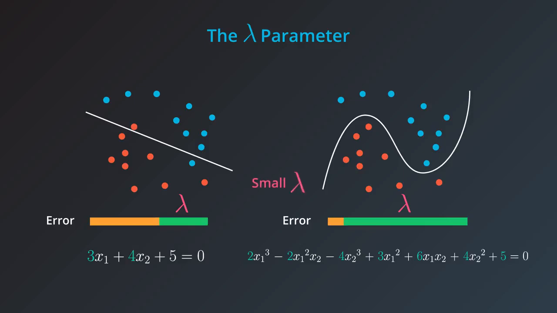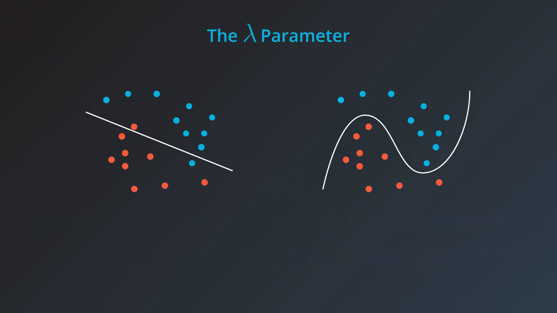Let's say we have a small lambda, so we take the green error and multiply it by a small lambda, which gives us something small. Therefore, the right model still wins because the complexity part of the error is small and it won't swing the balance. But if we have a large value for lambda, then we're multiplying the complexity part of the error by a lot, which punishes the complex model more, and then the simple model wins. So in summary, this is what happens.